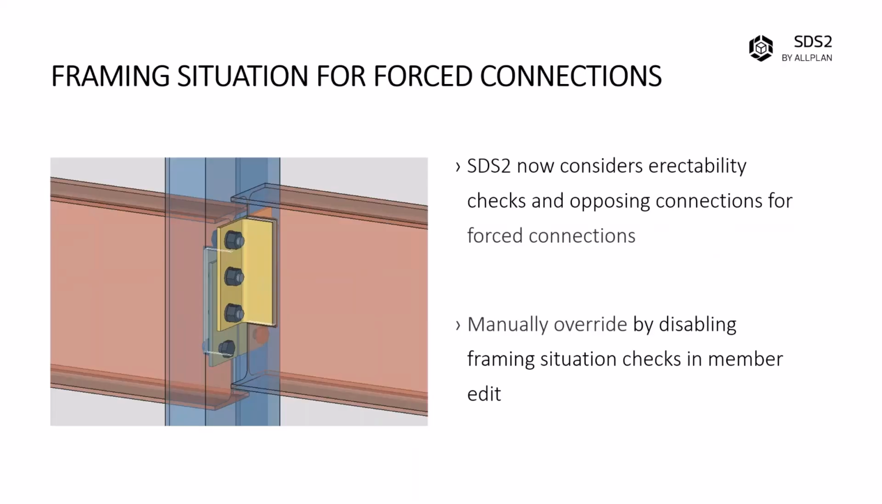In this figure, we see two beams framing to a channel column. These connections both failed because a channel is not a valid column material type in SDS2. But when I force the connections, framing sit is now lining up the bolts on the outstanding legs.